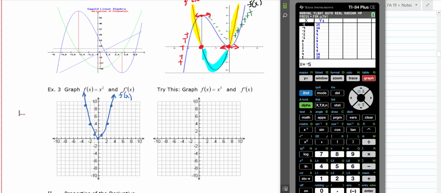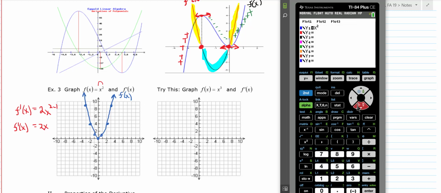So now what we're going to do is we're going to do the derivative. Okay? We now know how to do the derivative with the power rule. So that is just 2x to the 2 minus 1. Therefore, the first derivative is 2x, okay? And let's just graph that on the calculator too, right? Even though that's a line, and you can do that pretty easily in your head. So we go through and do that. That's the graph of the derivative.